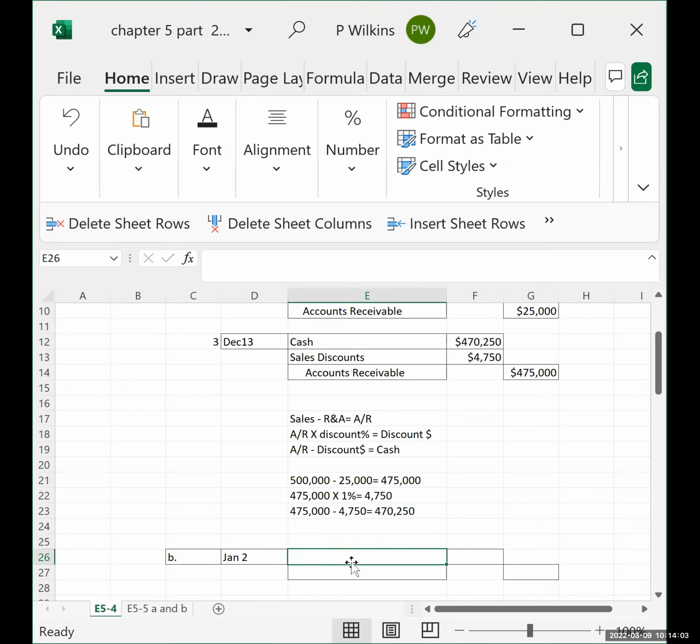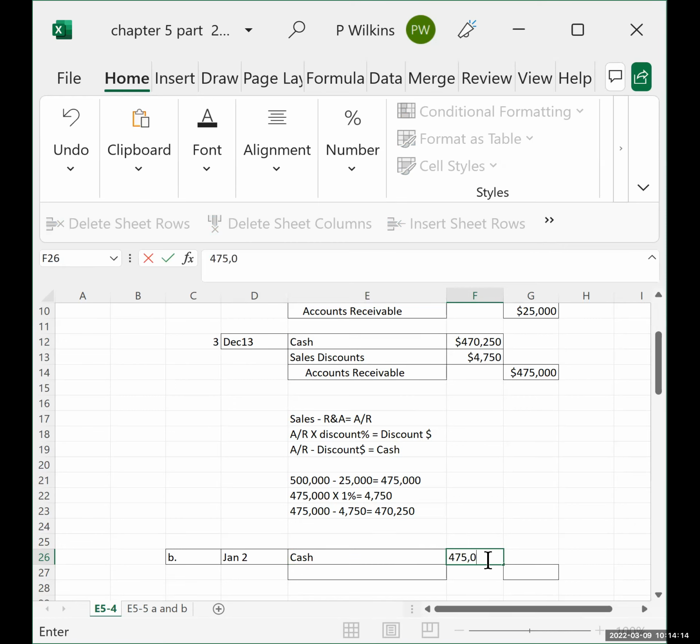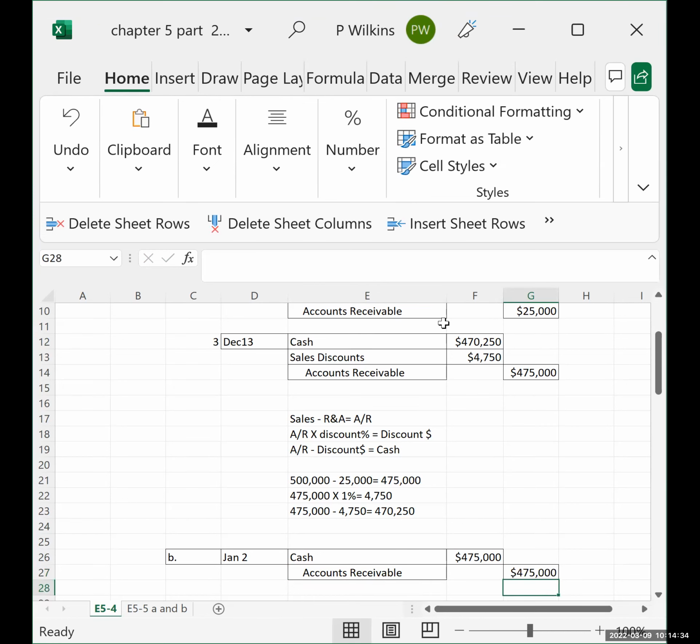And the thing about it is the cash amount and the accounts receivable amount are going to be the same. There's no discount taken. So we would get cash of $475,000. No discount taken. And then we would credit accounts receivable for the same amount, which would be $475,000. Okay. So that would be if we did not take the discount.